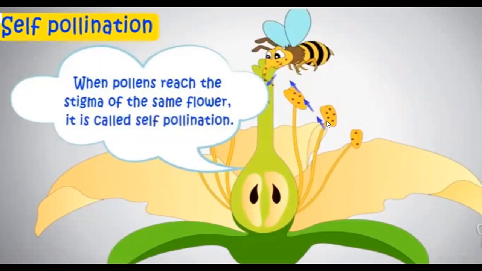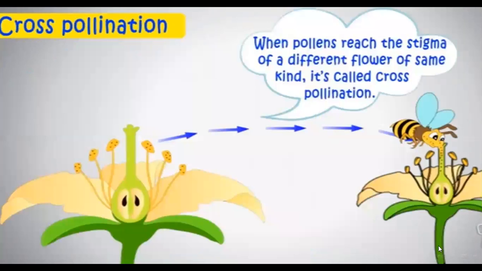Self-pollination: when pollens reach the stigma of the same flower, it is called self-pollination. And when pollens reach the stigma of a different flower of the same kind, it is called cross-pollination.